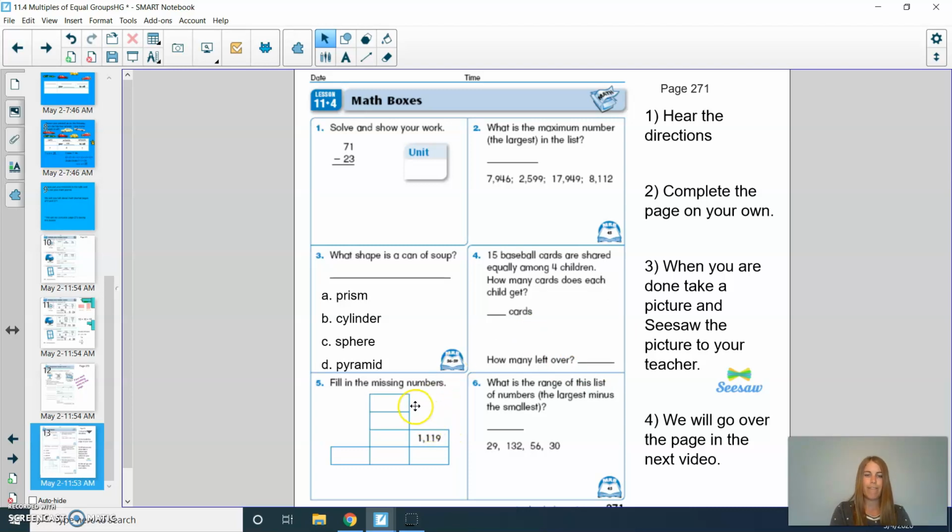For question 5, fill in the missing numbers, thinking about what's 1 less, and then thinking about what's 10 more for the one right below it. And for question number 6, what is the range of this list of numbers? And thinking about the largest minus the smallest.